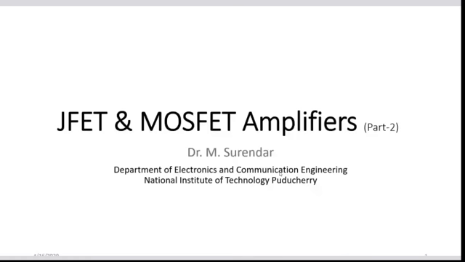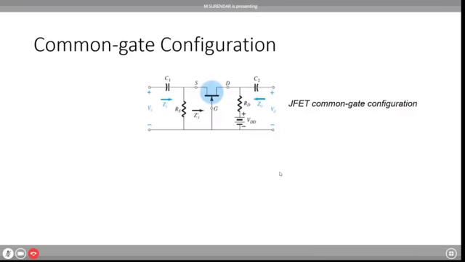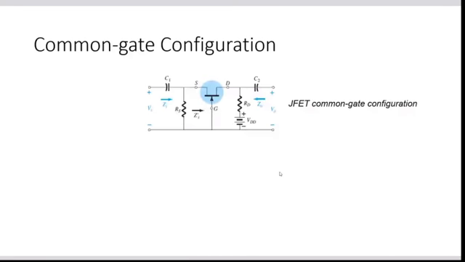Firstly, we have the common gate configuration. In the common gate configuration, as you know, if the gate is common, the gate terminal will be grounded. So this is the particular circuit. You can see that the gate terminal is directly grounded. The gate is the common point for the input and the output. We will be giving the input between source and gate, and we will be taking the output between drain and gate.